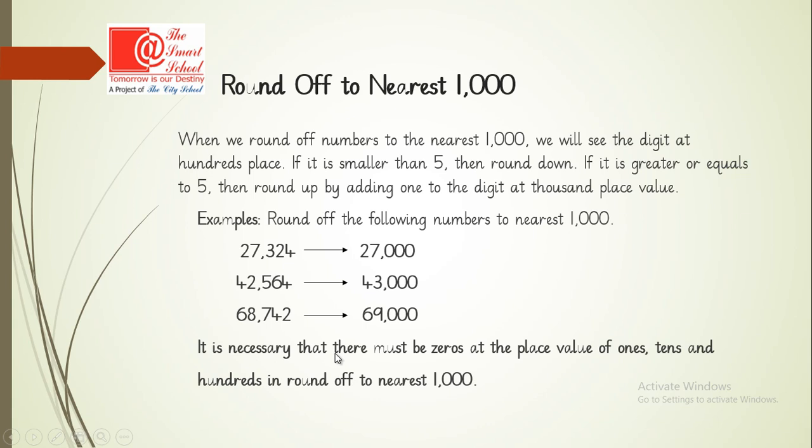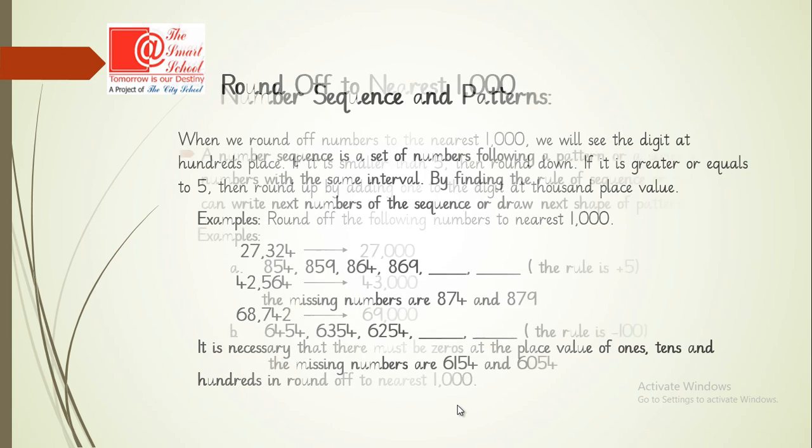It is necessary that there must be zeros at the place value of ones, tens and hundreds in round off to nearest 1000. I hope you enjoyed this part.